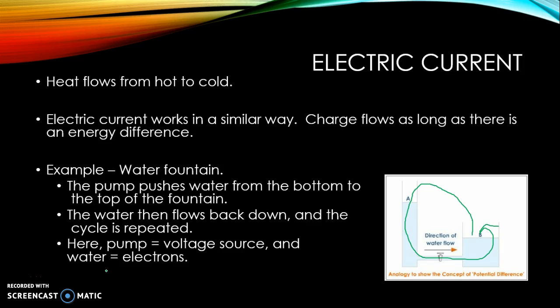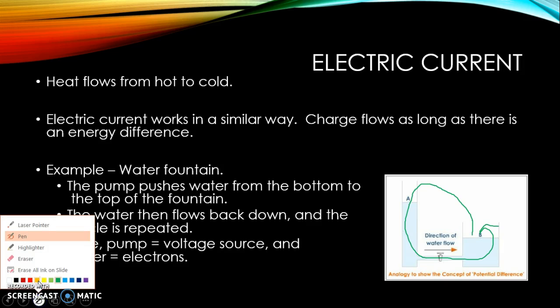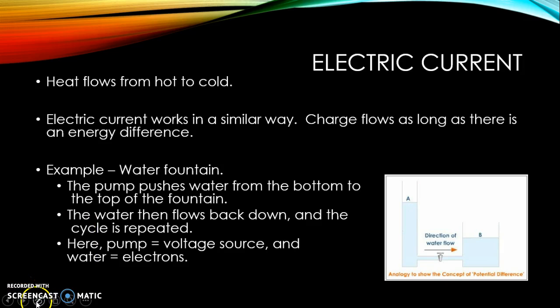Okay, so an example here is a water fountain. The pump in the water fountain pushes water from the bottom to the top of the fountain, and then the water flows back down, and the cycle is repeated. I know this isn't a water fountain, but it's something to help you see it. The water flows this way and into this pump. If it was a water fountain, it would have some hose that would lead it back to this reservoir, and it would continue to keep going around and around until it was even.